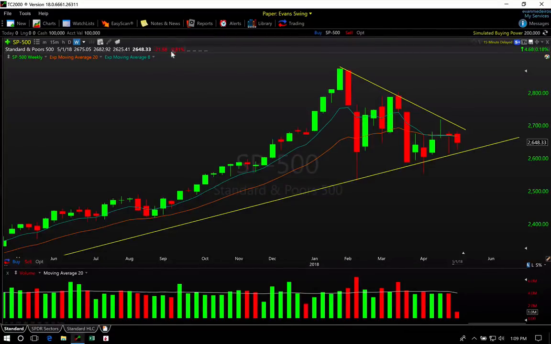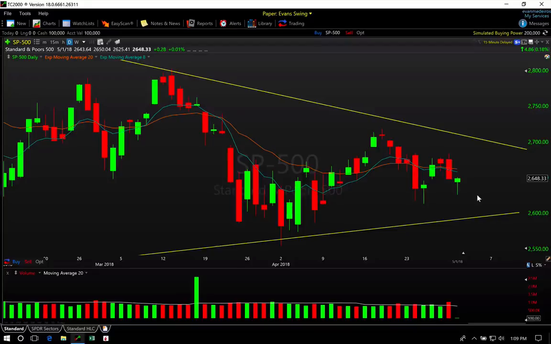As it stands now, down 0.81% on the week, so not a very favorable start for the bulls, but a little bit of a bounce already. It's only Tuesday off of these lows. So that's the weekly time frame.